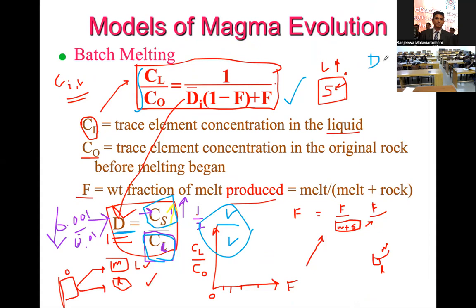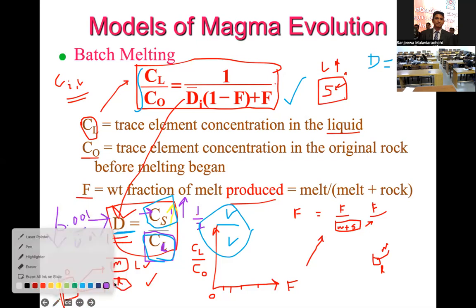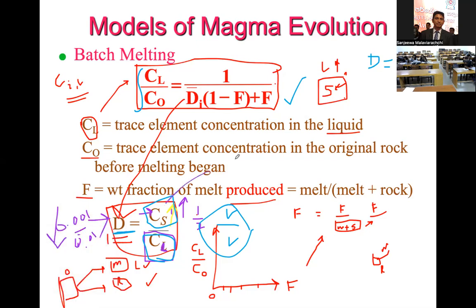D equals CS divided by CL. Okay, CS divided by CL. So I'm referring to this equation, don't get confused. You already know this equation. So for a highly incompatible element, what we said was D is less than 1. That is obvious. D is less than 1 because always this denominator is larger.